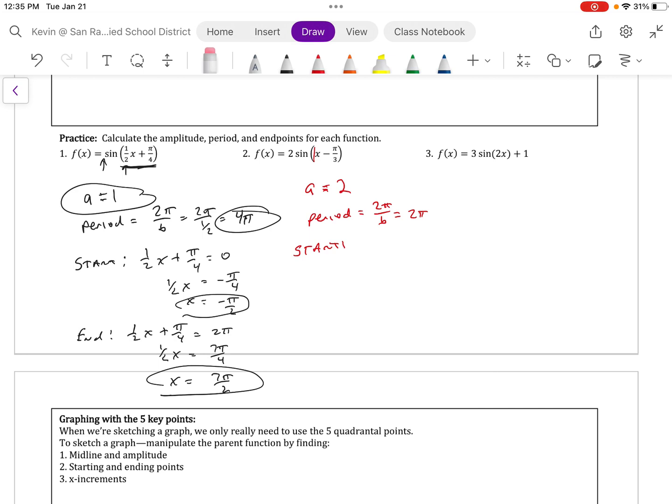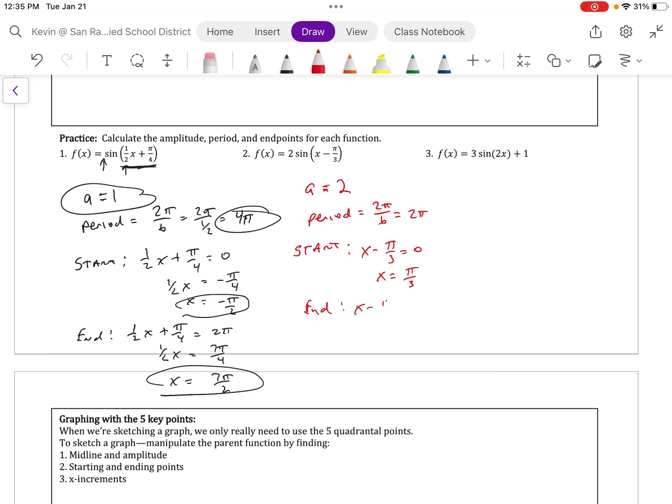And then our start: x minus pi over 3 equals 0. So x equals pi over 3. So we're shifting it to the right. Instead of starting at 0, we're going to start at pi over 3.